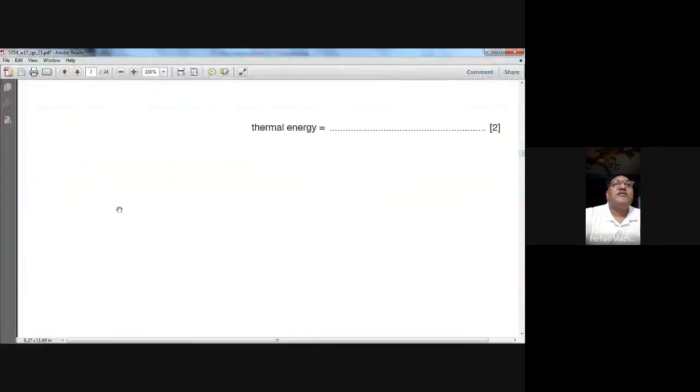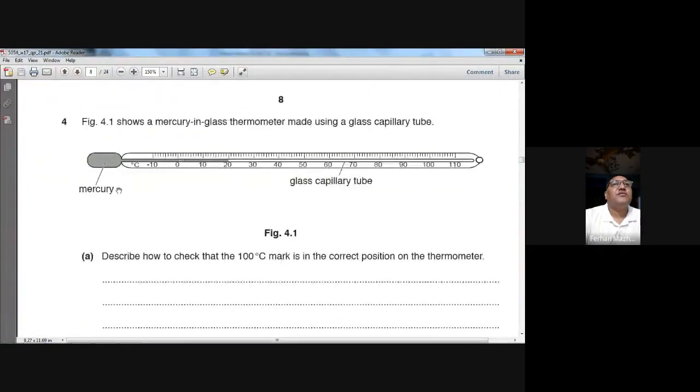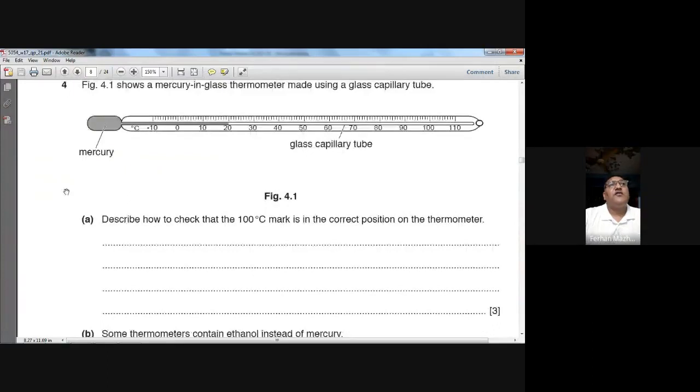Okay, students, we are moving to the next question. This is question number 4 on your screen. Figure 4.1 shows a mercury in glass thermometer made using a glass capillary tube. Describe how to check that the 100 degree centigrade mark is in the correct position on the thermometer. You see here on the thermometer we have a 100 degree centigrade mark. So the task given to us is to check if this 100 degree centigrade mark is correctly placed or not. It's a very simple task.